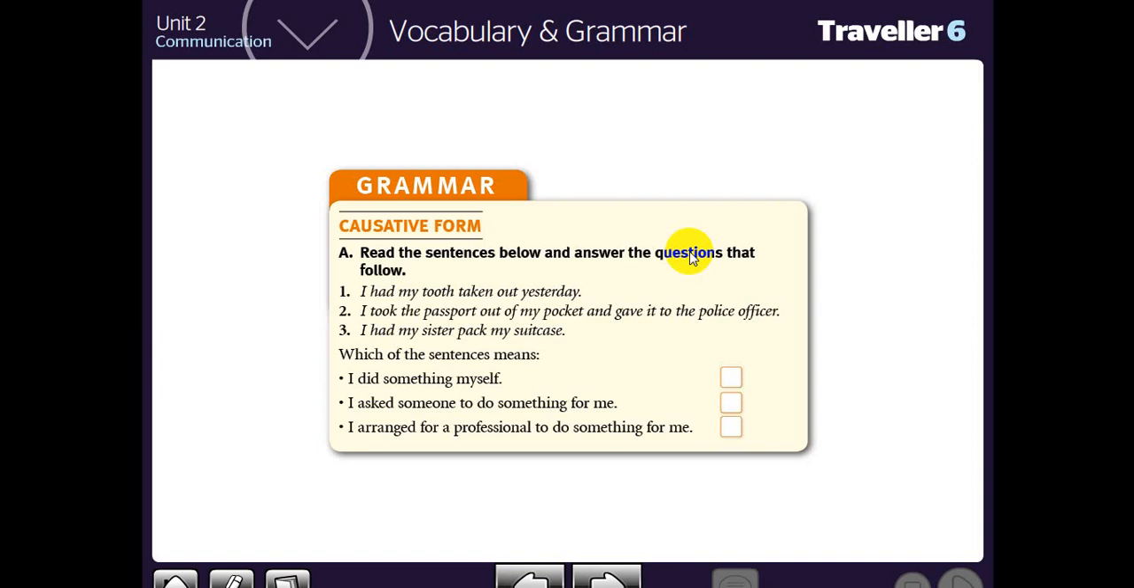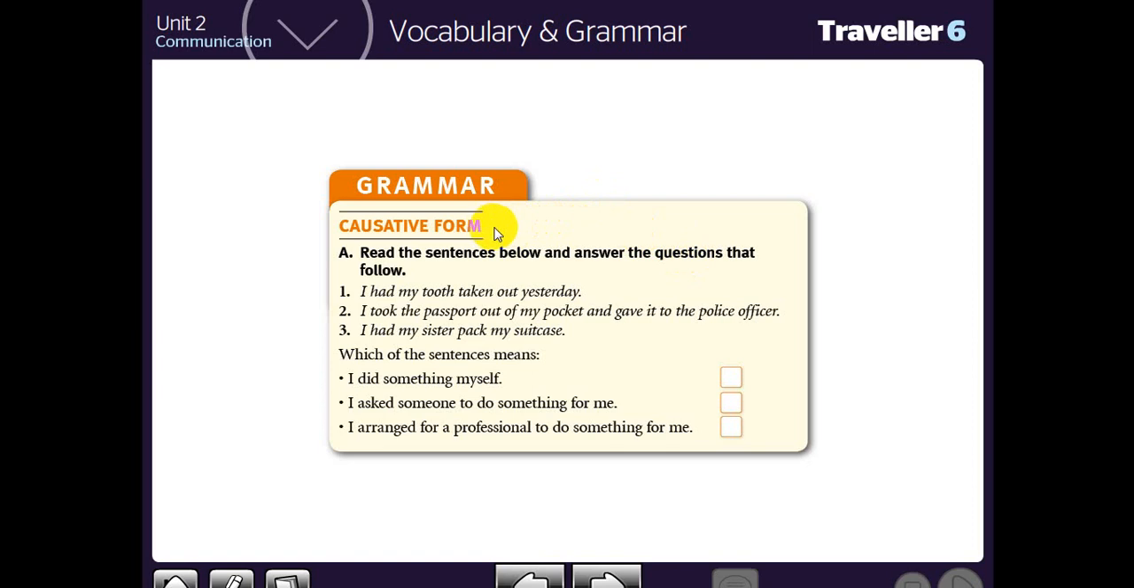Let's start our today lesson, which is causative form. Traveller 6, Unit 4, page 47. Causative form. First, what do you mean by causative form? Is it different from the active one we already use in English?